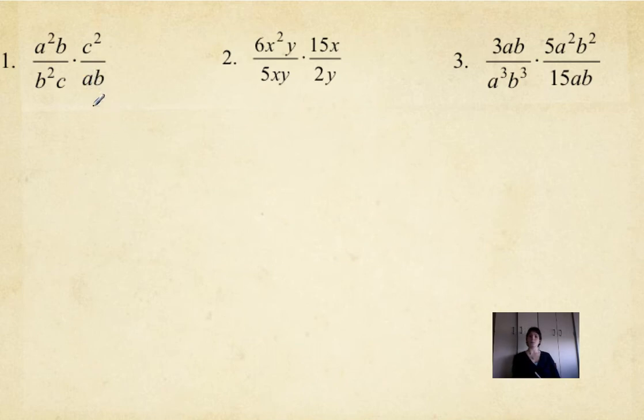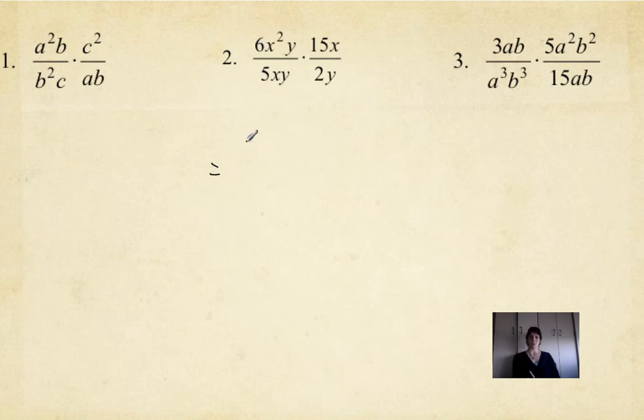I think problems 1, 2, and 3 are very much like those other ones that we've done. So I'm going to write it out the long way for number 1, but in numbers 2 and 3, actually I'm going to leave number 1 for you. I'm going to do number 2 because it has both numbers and variables.